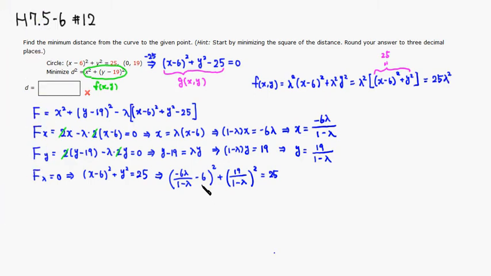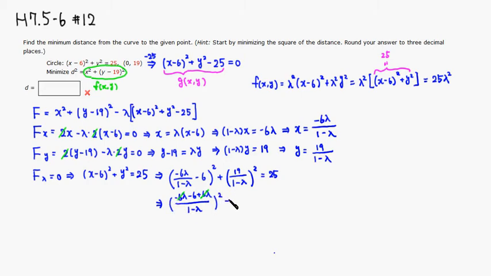If you square that, you're going to get here. Take the common denominator. So negative 6 is the same thing as negative 6 plus 6 lambda over 1 minus lambda. So you have a negative 6 lambda and a minus 6 plus 6 lambda, so you can cancel those out, and then we just have to square that.